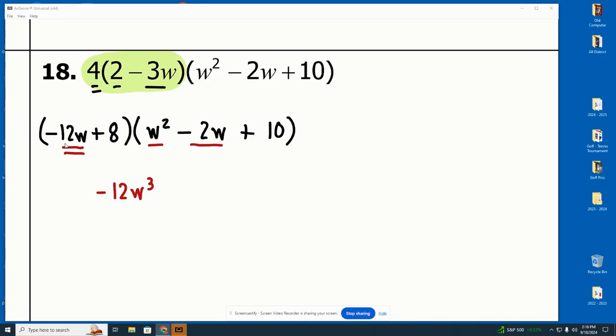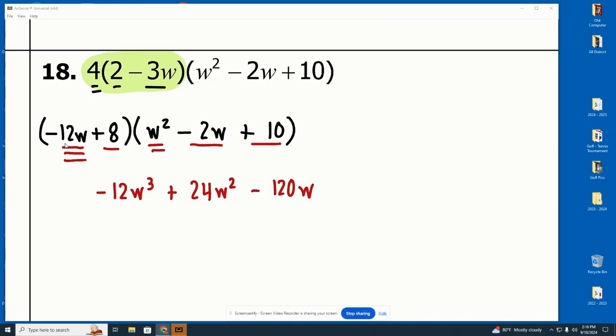Negative 12 times negative 2 is positive 24, and w times w, w squared. Finally, negative 12w times positive 10 is negative 120w. Okay, hopefully you can follow all that logic. It's pretty simple. We're ready now to move to the 8.